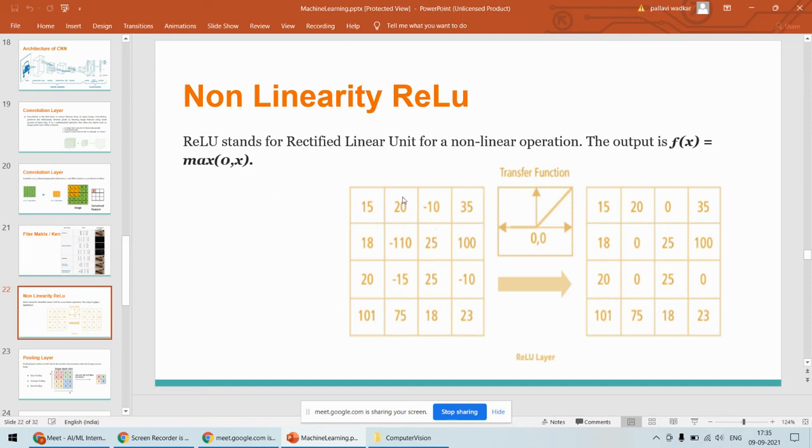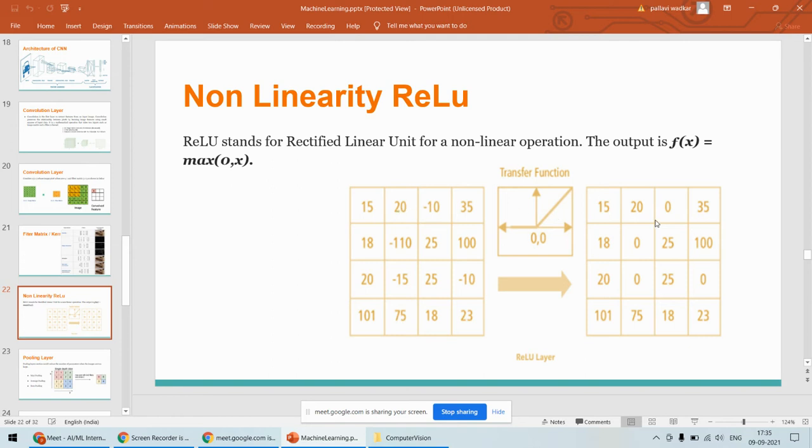Now whatever you are seeing on the left-hand side is the result of convolution. So what ReLU is going to do is convert negative terms to 0. Its basic operation is the maximum between 0 and x. If 0 is maximum, 0 will be passed forward, and if x is maximum, x will go forward. So here the first pixel value is 15. If I compare that with 0, the maximum between 0 and 15 is 15, so 15 will go here.